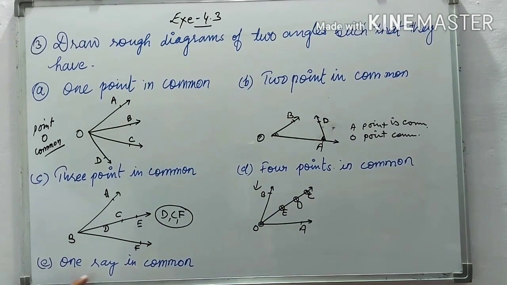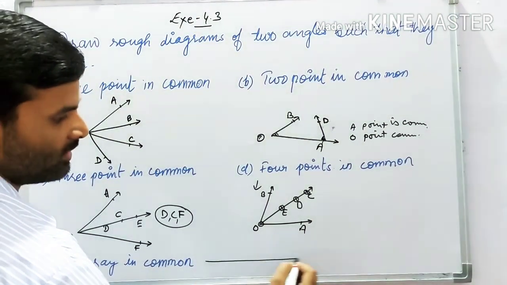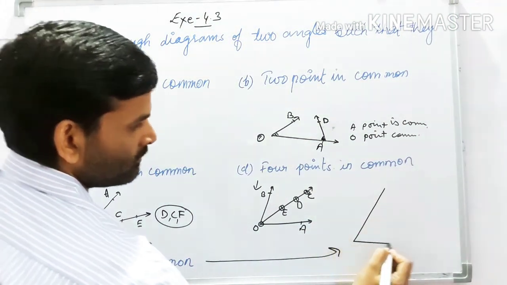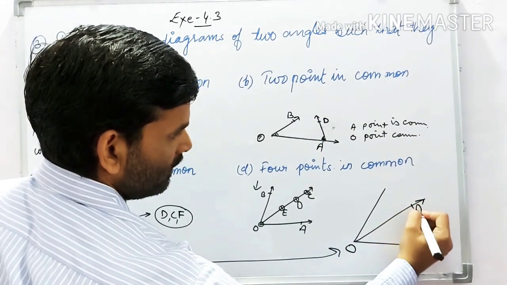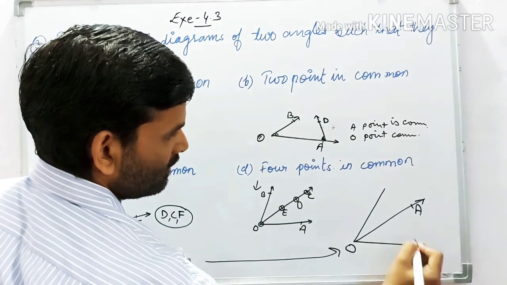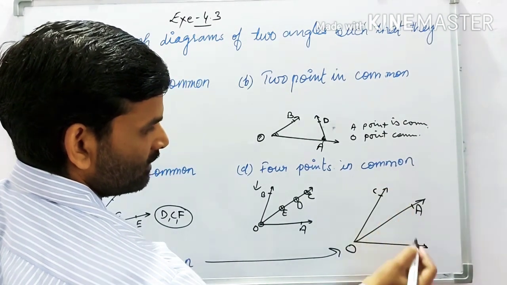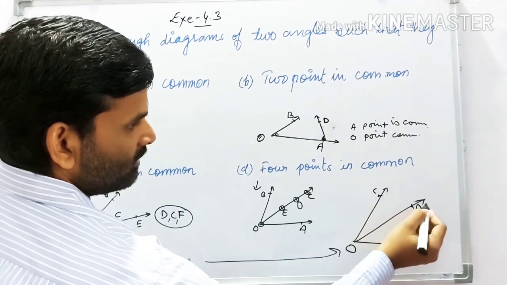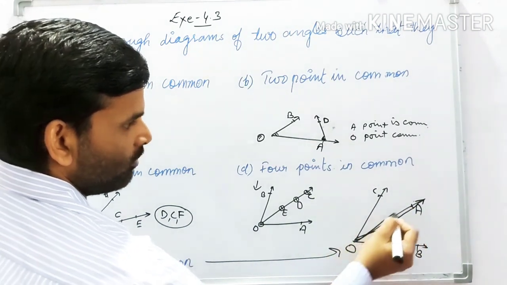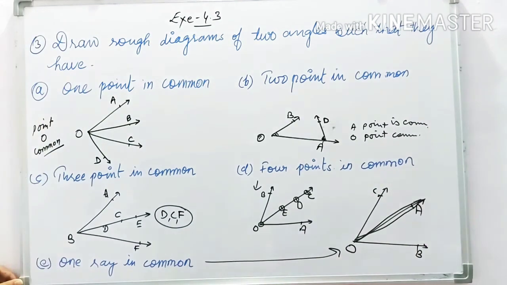And the last is one ray common. This diagram will show O, A, B and C. This is angle BOA and angle AOC. The ray OA is common to both angles.